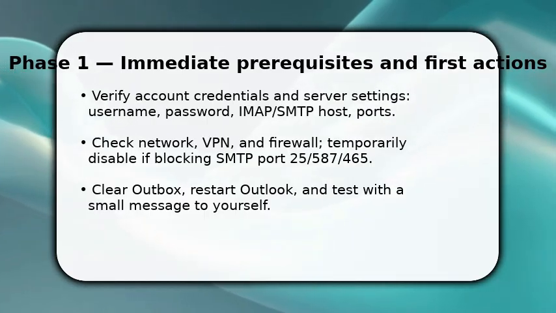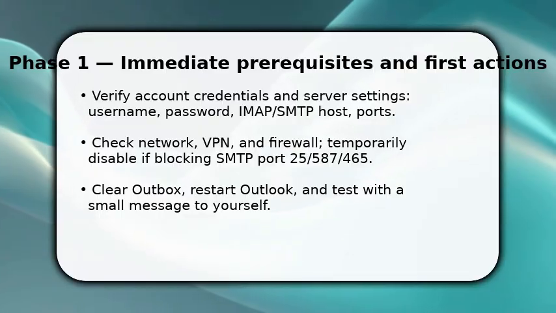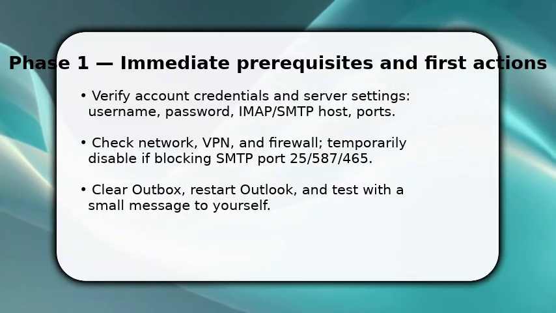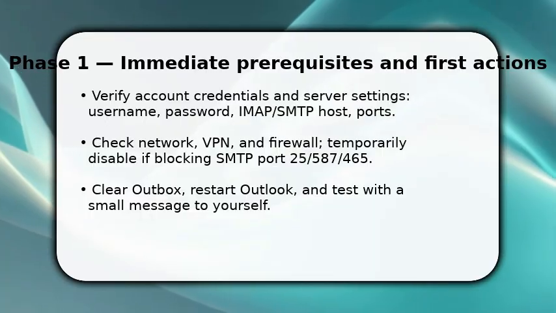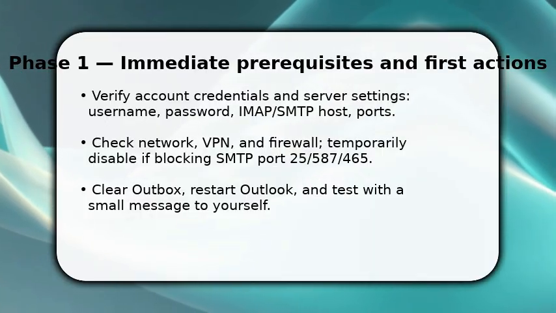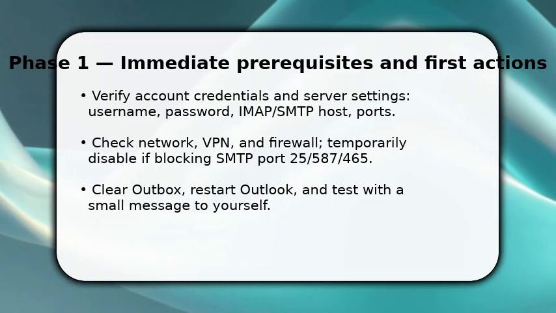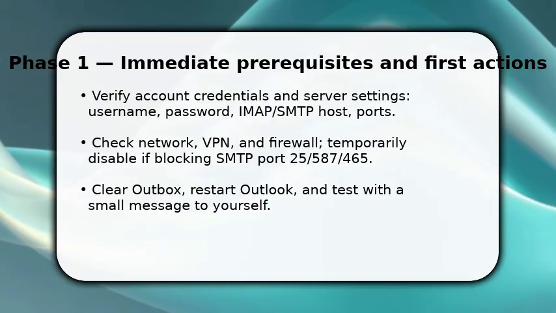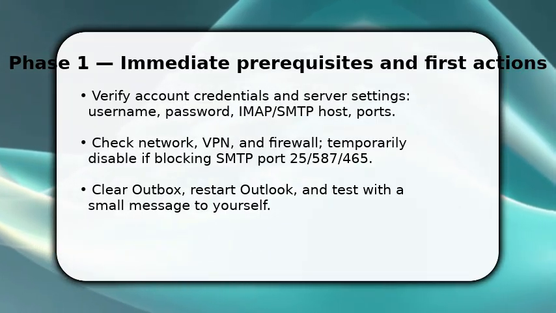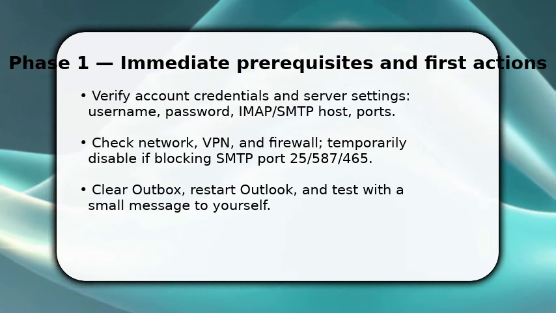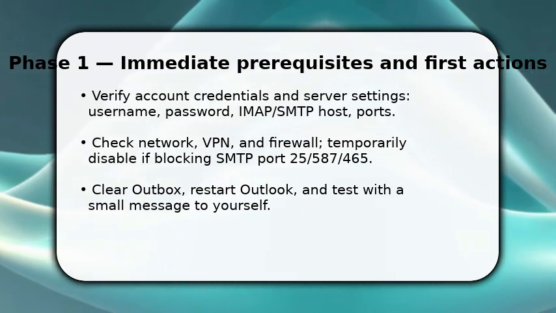Next, make sure your network, VPN, or firewall isn't blocking 25, 587, or 465. Temporarily disable to test. Then clear the outbox and restart Outlook. Small test messages to yourself confirm whether the client will attempt to send. Once done, you're ready for deeper troubleshooting.